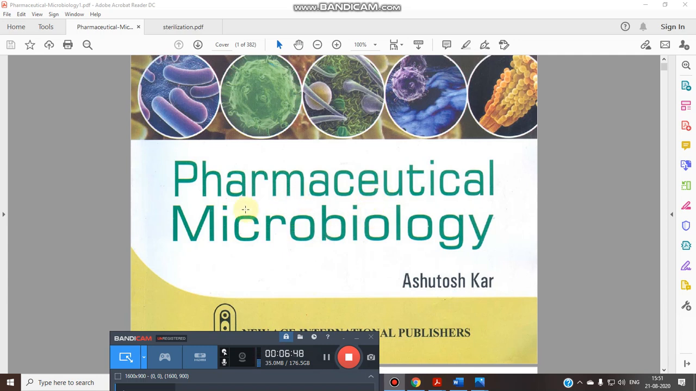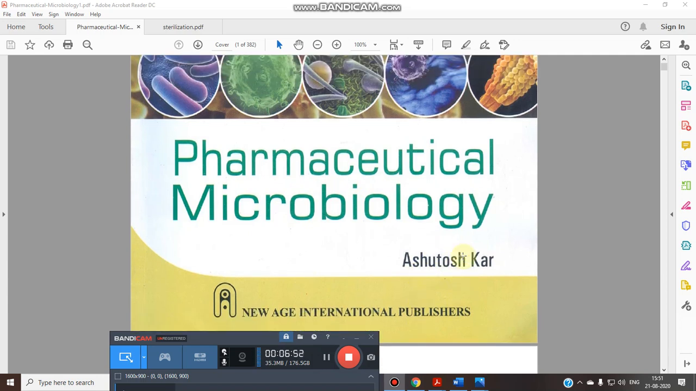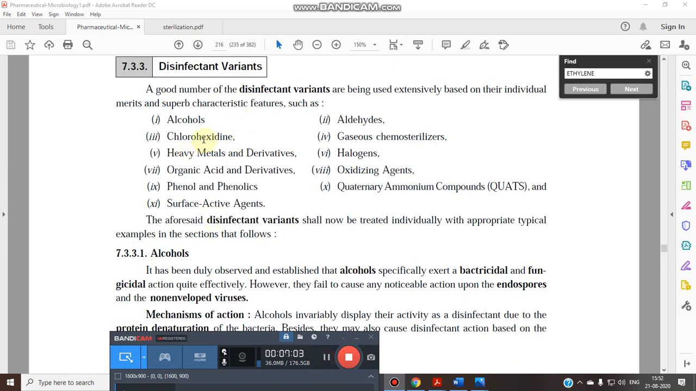So let's see some of the chemical disinfection part from this book also. That is by Ashutosh Kar, a very important, very renowned author. I acknowledge Ashutosh Kar sir for this contribution to pharmaceutical microbiology. So let's see. Just see here.